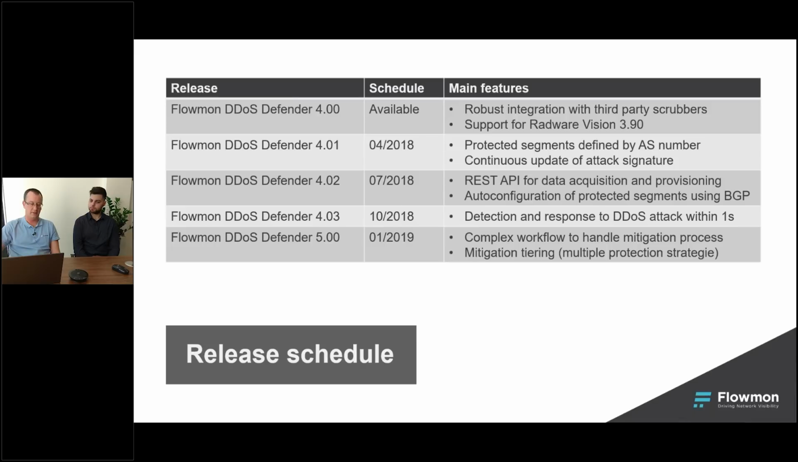And for the beginning of 2019, we want to introduce a new generation of DDoS Defender that's actually able to handle the mitigation process with more complex rules. So some part of the attack can go to one device, another part to another device, or first we can apply flow spec to get rid of the mess, and then mitigation through, let's say, a scrubbing device takes place. So more complex mitigation strategies.